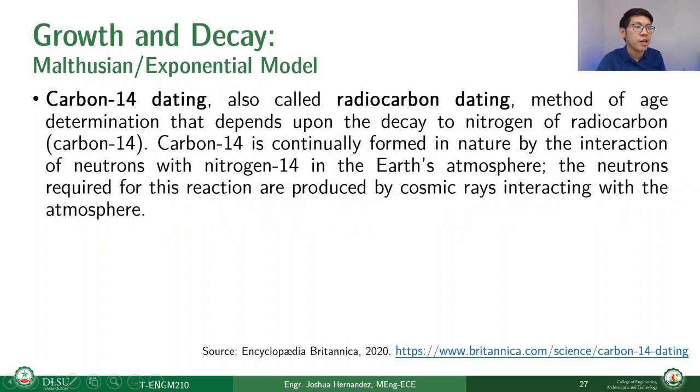Now, another application of this exponential model is in what we call carbon dating. No? Carbon-14 dating, also called as radiocarbon dating, is a method of age determination that depends upon the decay to nitrogen of radiocarbon or C14. C14 is continually formed in nature by the interaction of neutrons with nitrogen-14 in the Earth's atmosphere. The neutrons required for this reaction are produced by cosmic rays interacting with the atmosphere.